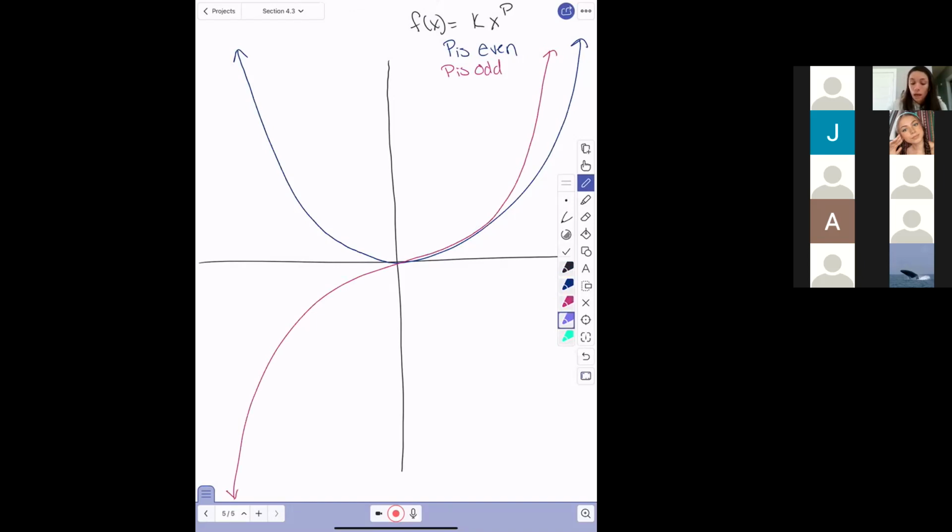Now, on top of p changing, k could change. If k is positive, then these two cases are what you have. Then you have either this one or this one. If k is negative, then if k is negative and p is even, you end up with an upside down U. Think like a parabola. If k is negative and p is odd, you have the opposite, like this.